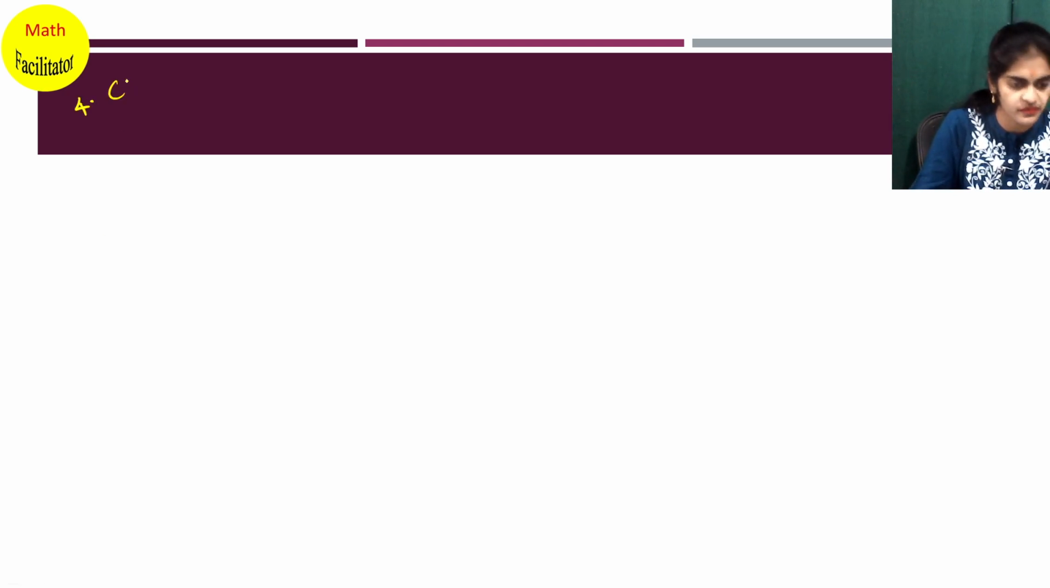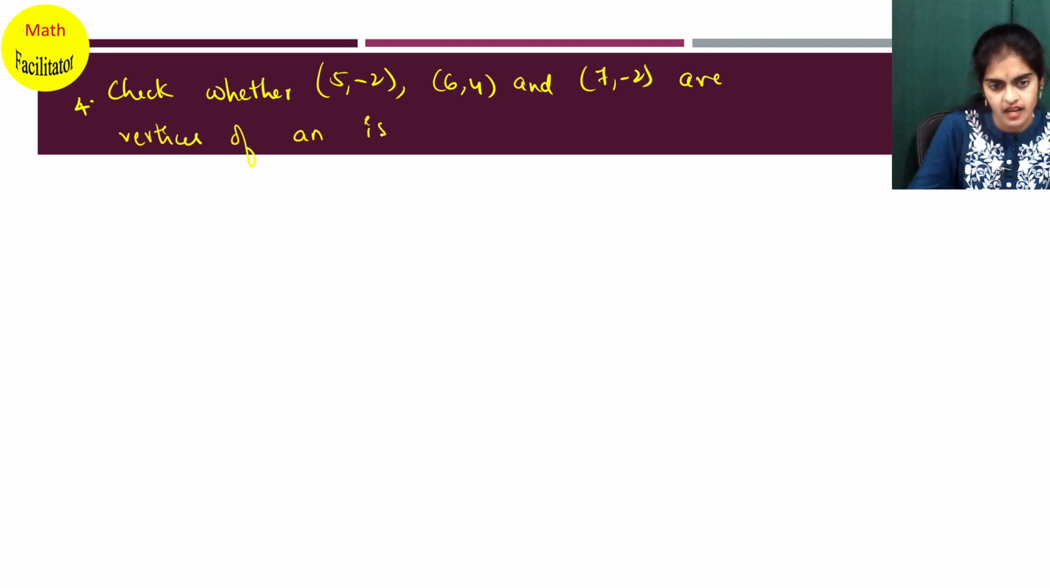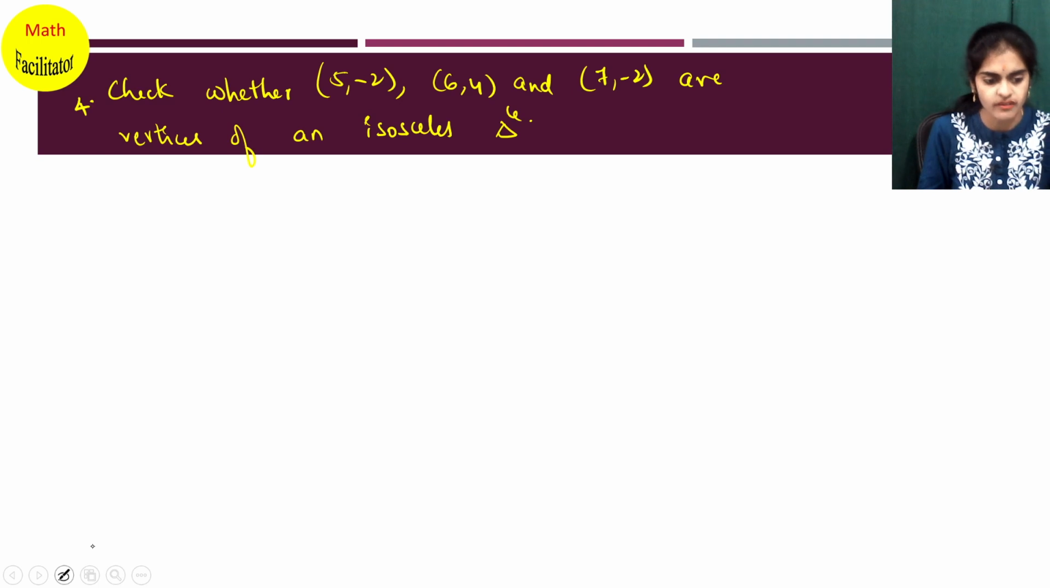Question number 4. Check whether (5, -2), (6, 4) and (7, -2) are vertices of an isosceles triangle. Okay, you have to check if these are the vertices of an isosceles triangle.